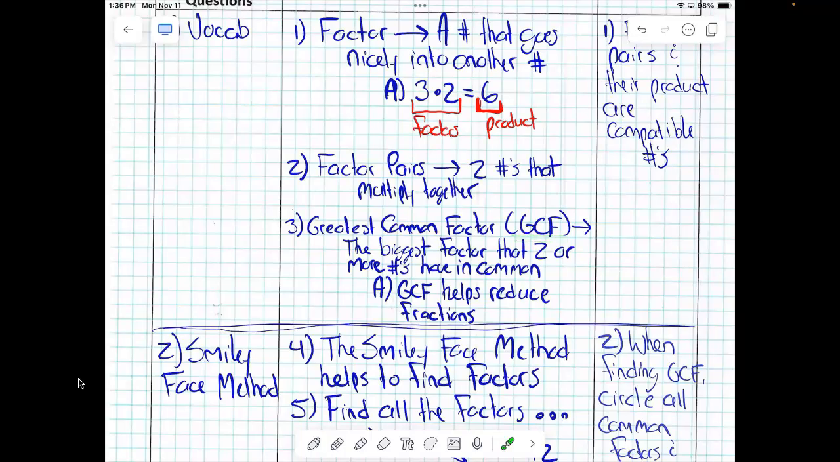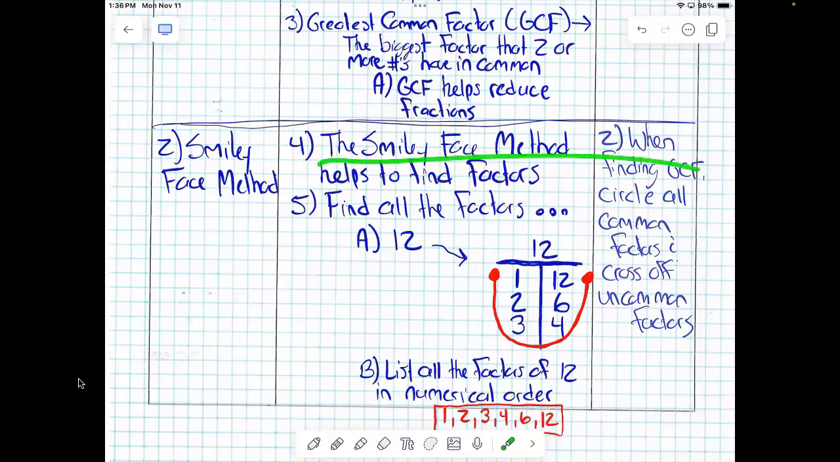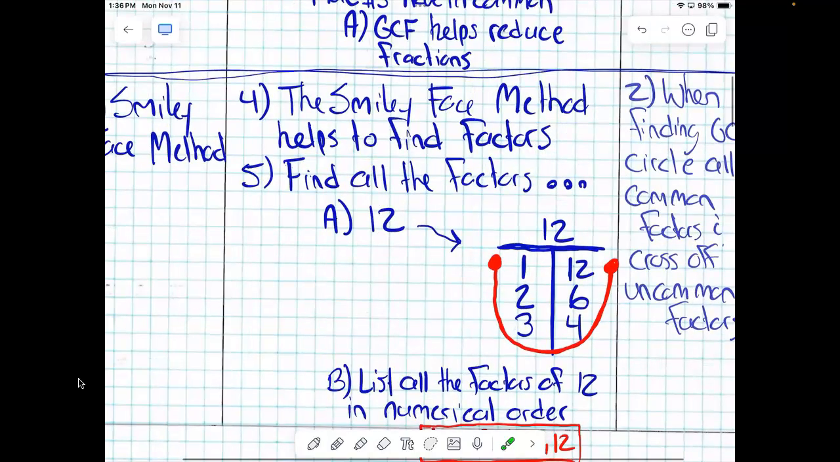GCF stands for greatest common factor, which would be the biggest factor that 2 or more numbers have in common. Smiley face method. You ready for this? Okay, so here's the number I give you, 12. We're going to find all the factors of 12 by using this smiley face method.